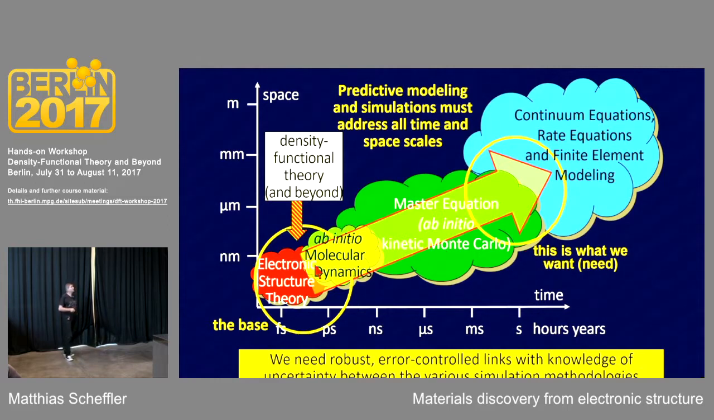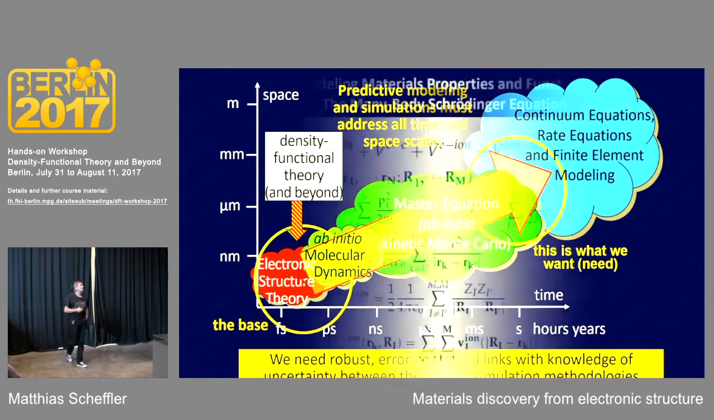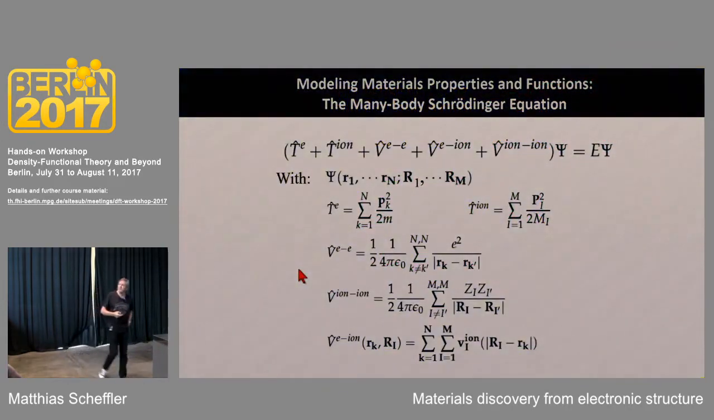So in the first couple of days, we talk about electronic structure theory, about density functional theory, and beyond. This starts from the many-body Schrödinger equation. We want to do electronic structure theory, and DFT is just one approach to do this. It's the most efficient one, and I will say some words on that in a second. But there is, of course, the equation which describes everything.